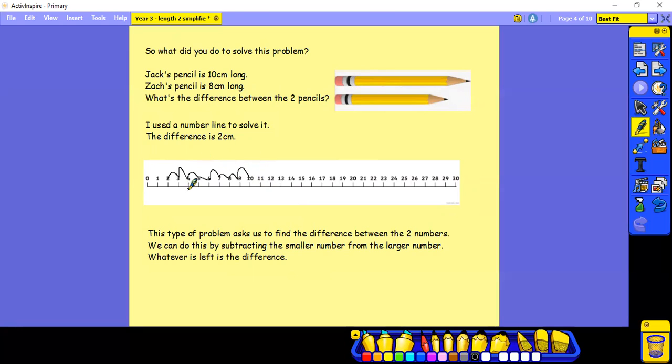You can see I've counted back 8 and I land on 2. So 10 centimetres and 8 centimetres, the difference between them is 2 centimetres. This type of problem asks us to find the difference between the two numbers. We can do this by subtracting the smaller number from the larger number. Whatever is left is the difference. So the difference between the two pencils is 2 centimetres.